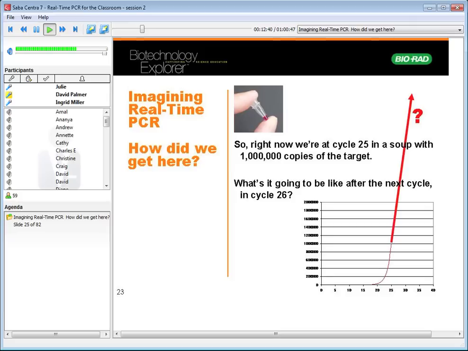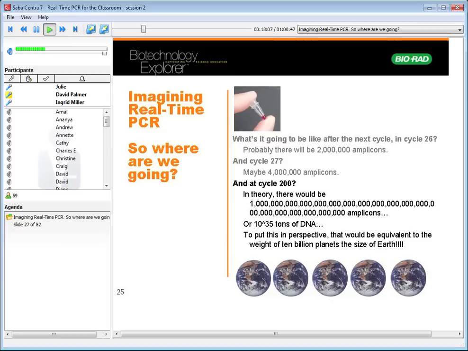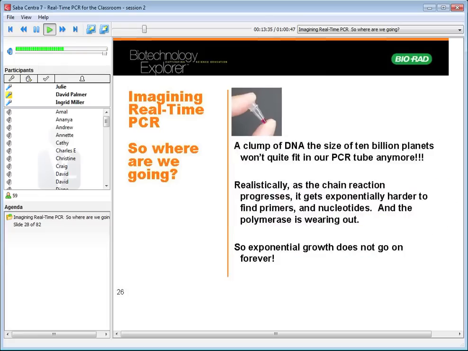So now continuing this thought experiment, what's going to happen after the next cycle, cycle 26? Well, if at cycle 25 we had 1 million copies, at cycle 26 we'll probably have 2 million. And what about cycle 27? Cycle 27, we may have 4 million copies. And you can probably see where I'm going with this. What's going to happen at cycle 200? Well, at cycle 200, in theory, if we kept doubling, there'd be a number with around 69 zeros of amplicons. That works out to 10 to the power of 35 tons of DNA, and that much DNA would be the equivalent in weight to 10 billion planets the size of Earth. So that's a huge amount of DNA, and obviously that's not going to happen.